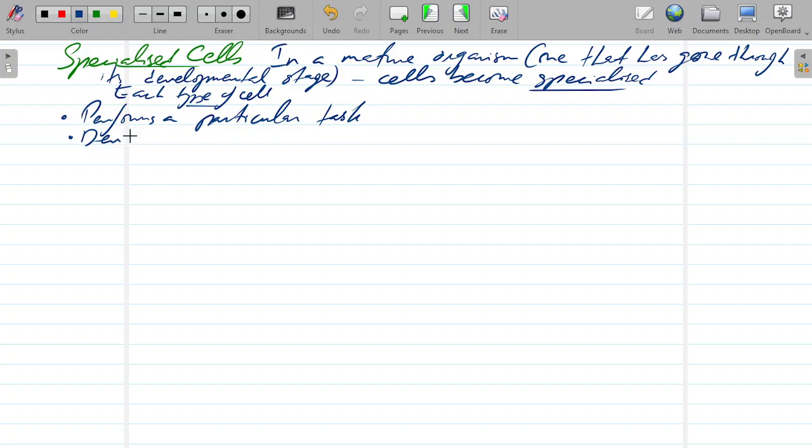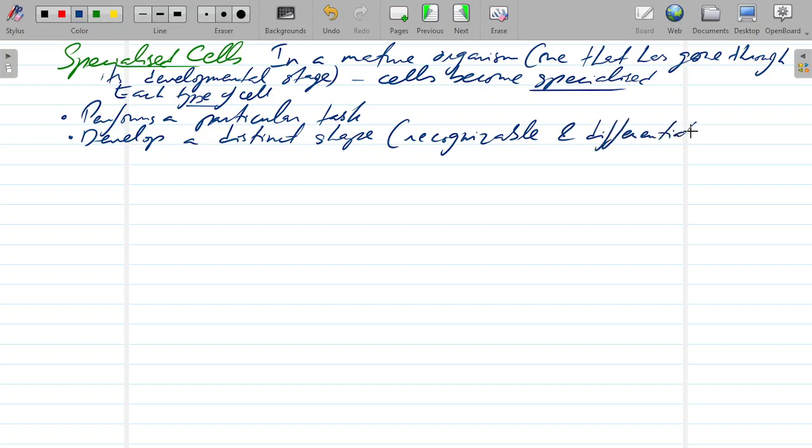They tend to develop a distinct shape, meaning different, recognizable and differentiable. Differentiable meaning you can differentiate between this cell and that cell, and its shape will help you identify it, so recognizable. And special kinds of chemical changes take place in their cytoplasm.